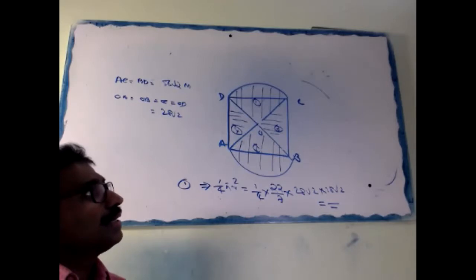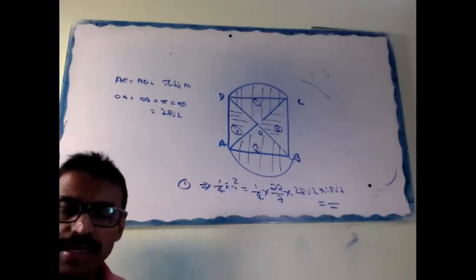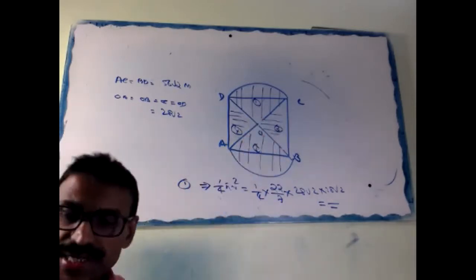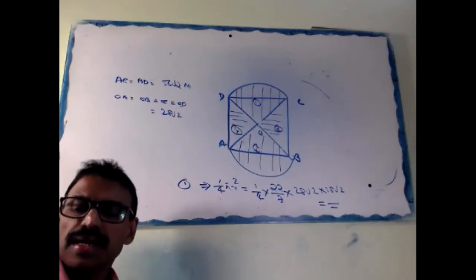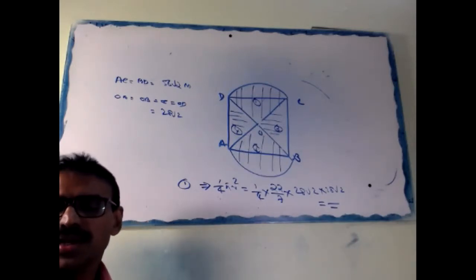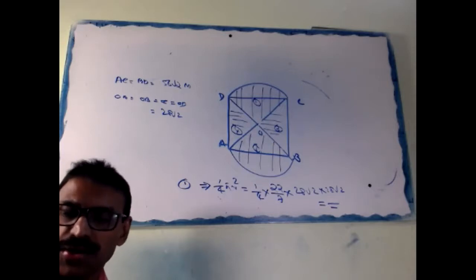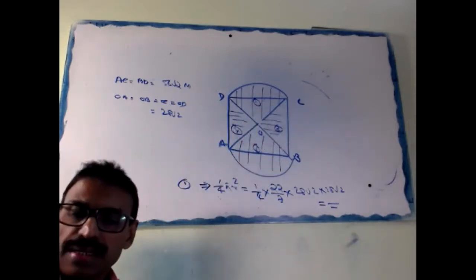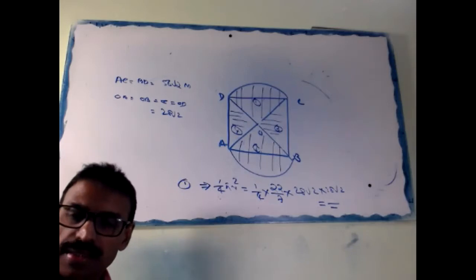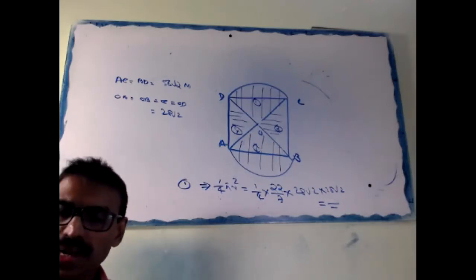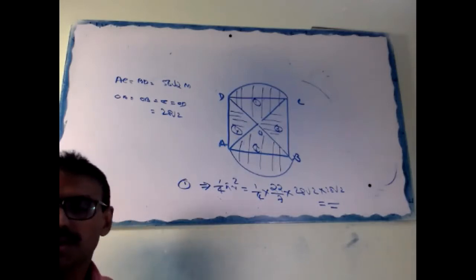Kaushik, area of one: this angle is 90 degrees. It is a sector. Sector area, it's a quarter circle. Area one is a quarter circle, correct or not? Because the angle is 90 degrees. Area two is also a quarter circle. Three is a right triangle. Four is also a right triangle.